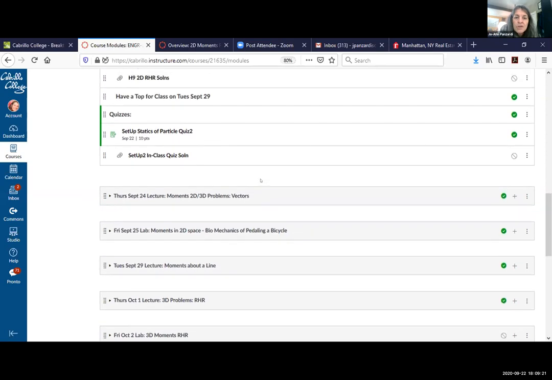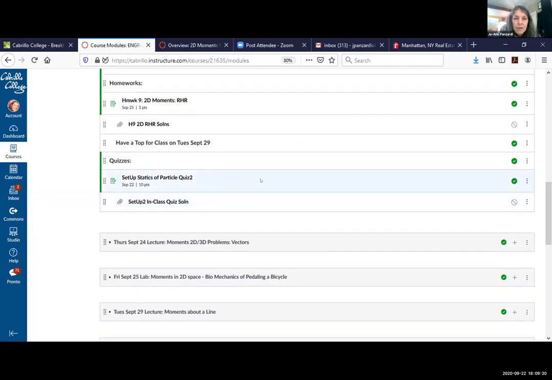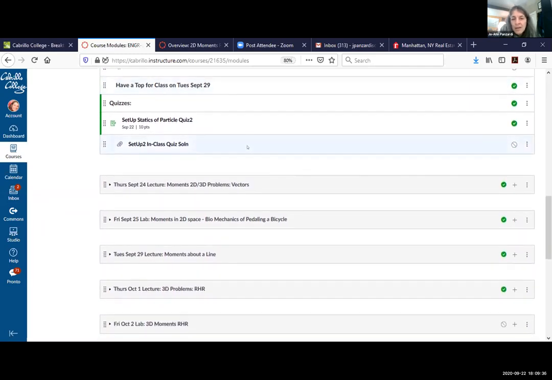What we did today using the right-hand rule is a little more complicated. Okay? But it would be awesome if you could get this homework 9 done before Thursday, if you can.